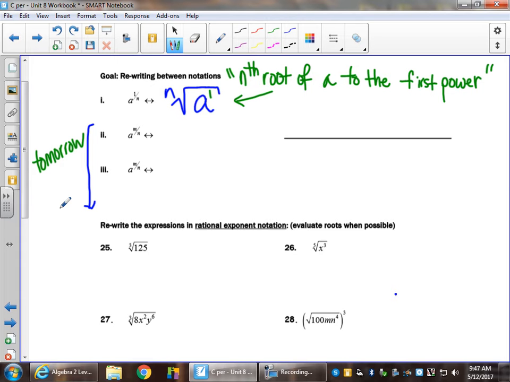What do you see as a new piece? Notice here, instead of 1 in the numerator, what do we have? M. We know part of this already. What does n represent? The root. N is the root.